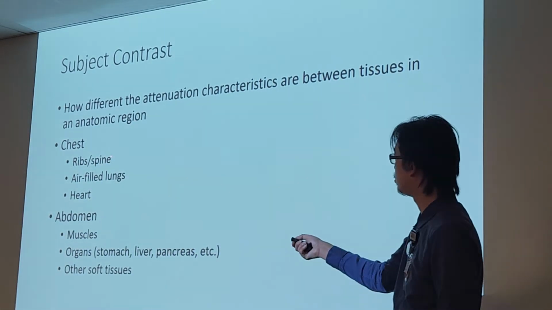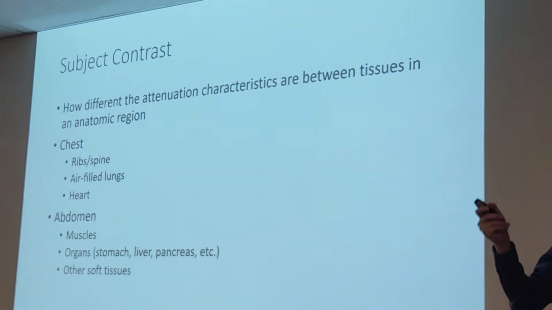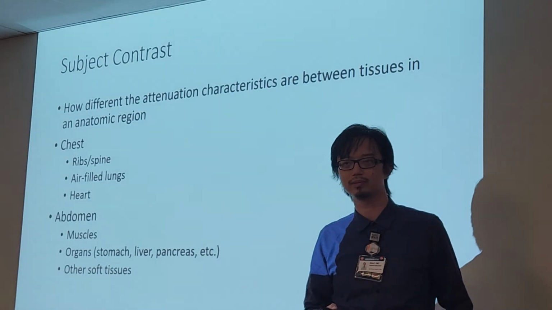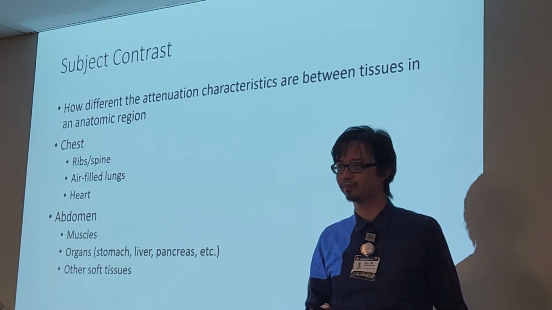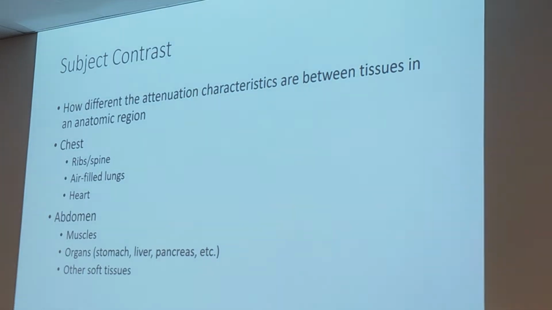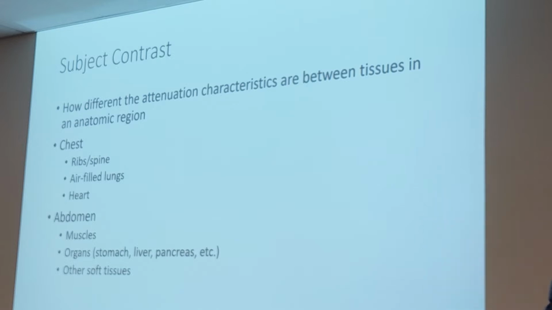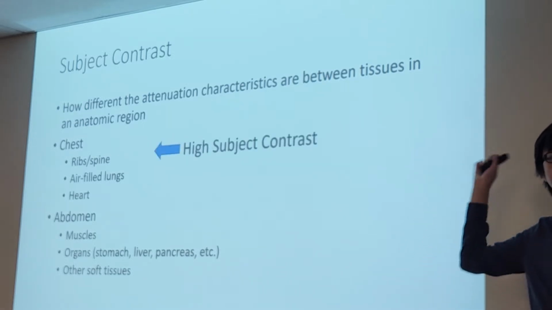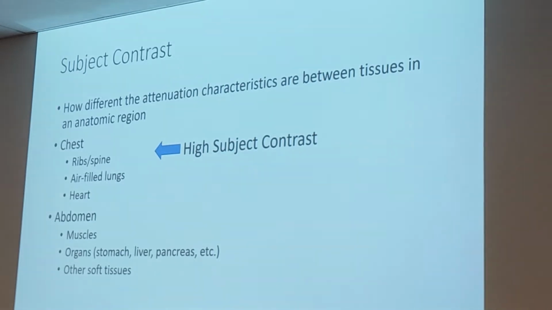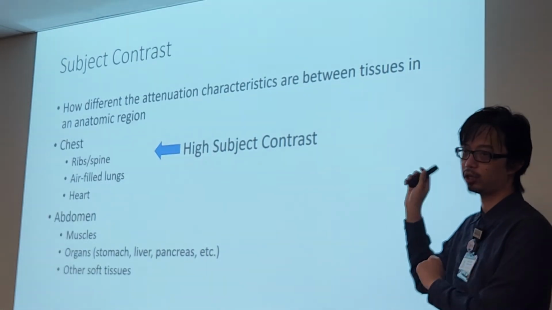So in the chest, ribs and spine, how should they look? White. Air-filled lungs, how should they look? Black. The heart, how should it look? Whitish gray, right? The heart is still pretty bright. Okay. So big differences in our contrast. It's black, it's white. So high subject contrast. The anatomy itself has big differences in the differential absorption, so it has high subject contrast.